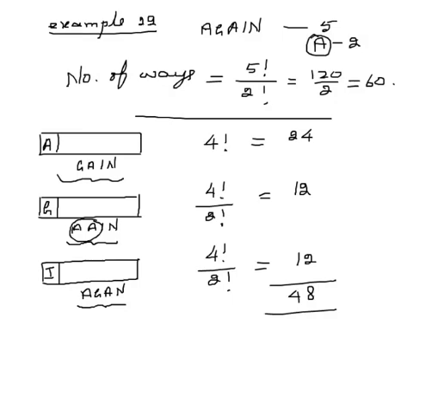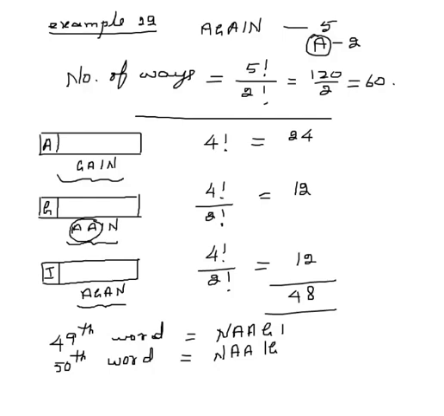Now, if I calculate the words starting with N, I will cross the 50th word. So let us list out the 49th and 50th word. The 49th word, definitely it is going to start with the letter N, going in alphabetical order. So N, A, G, I. This is the 49th word. Let us write the 50th word. That also starts with N, A, I, G. Just interchange the last 2 letters. This is the 50th word.